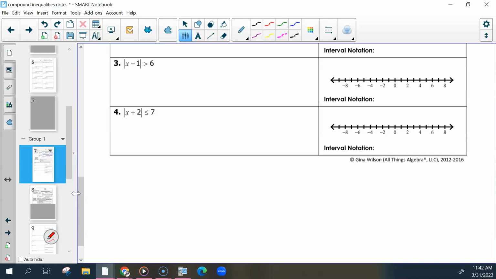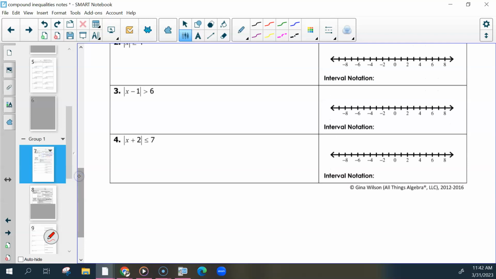Okay. So the absolute value is already isolated, so we don't have to do that part. It is a greater than, so if you want to put a side note that this is going to be an or. And then we can create our 2 cases. Keep one exactly the same as is, so drop your absolute value: x minus 1 is greater than 6. Then write it again, the inside x minus 1, change the direction of the sign, and make the 6 negative. And then solve both.